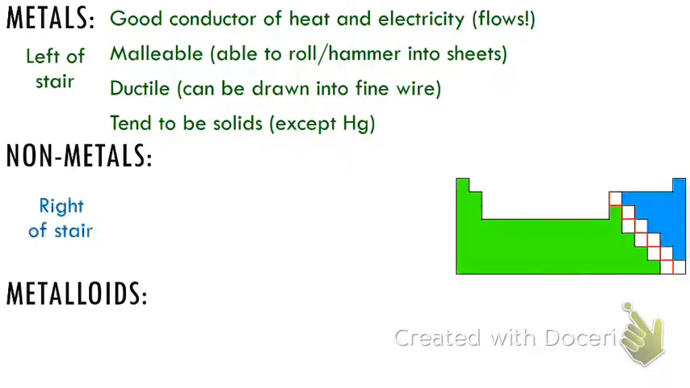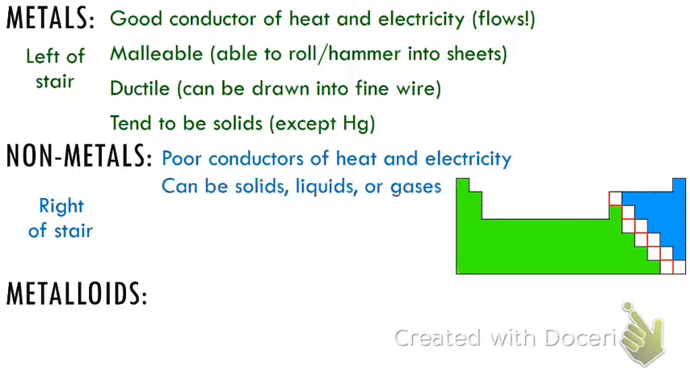Our non-metals are to the right of the staircase. They're kind of the opposites. Everything that's not a metal is classified as a non-metal. So they have poor conduction of heat and electricity. They can be solids, liquids, or gases. Like I said, they don't have a whole lot of common characteristics. They're just kind of not metals. And the solid form of these nonmetals tend to be brittle. So they're not as malleable and ductile as metals are.